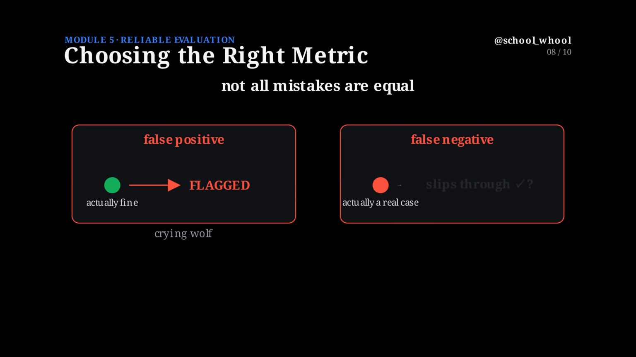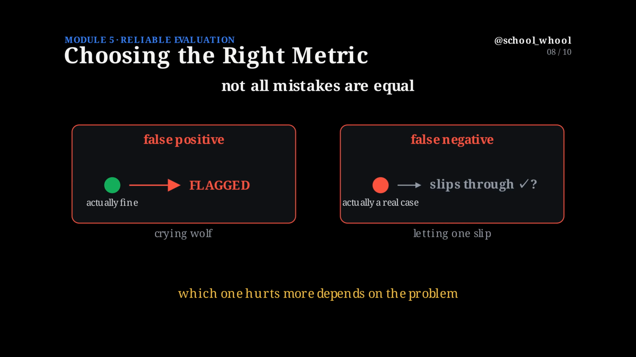There are two very different kinds. A false positive, crying wolf, flagging something that was actually fine. Watch a legitimate case get wrongly flagged. And a false negative, a miss, letting a real case slip right through. Watch a true case pass unnoticed. Which of these hurts more depends entirely on your problem.